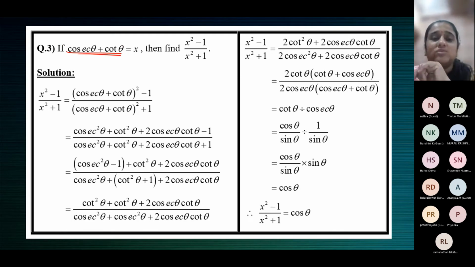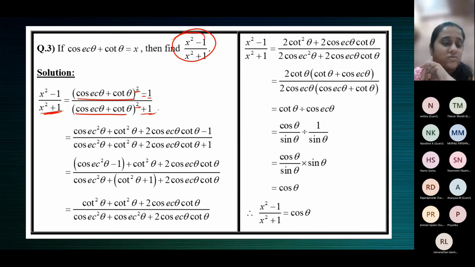Cosecant square theta minus cot square theta is 1. For that reason, we don't disturb this. Let it be as cosecant theta plus cot theta. We'll not change it to sine and cos. So now take up this expression x square minus 1 by x square plus 1. So this is x square minus 1, x square plus 1. Substituting for x is the first step.